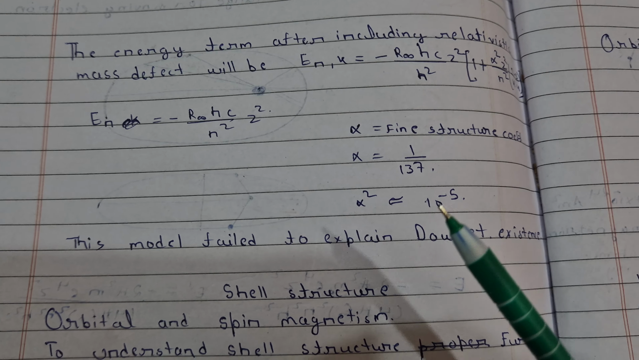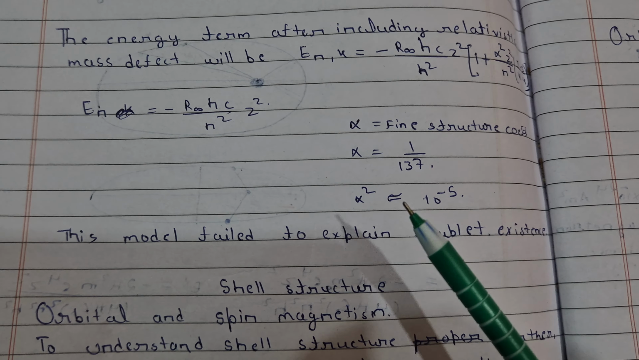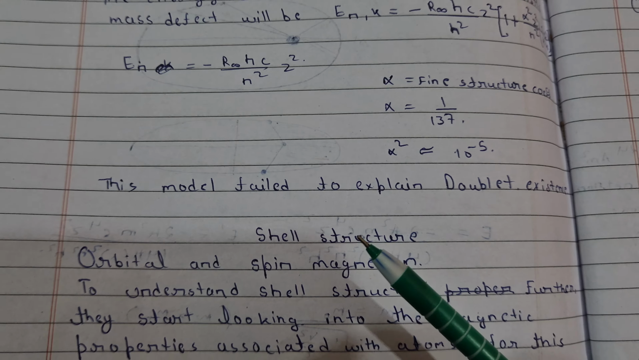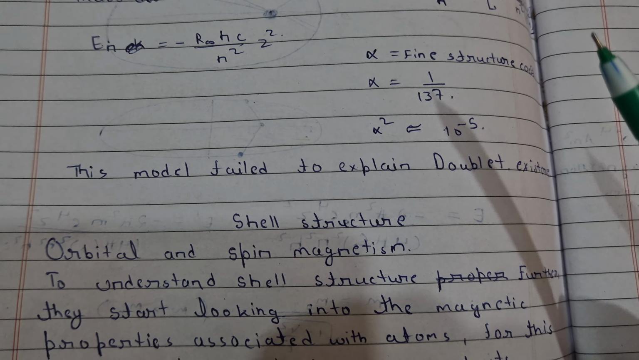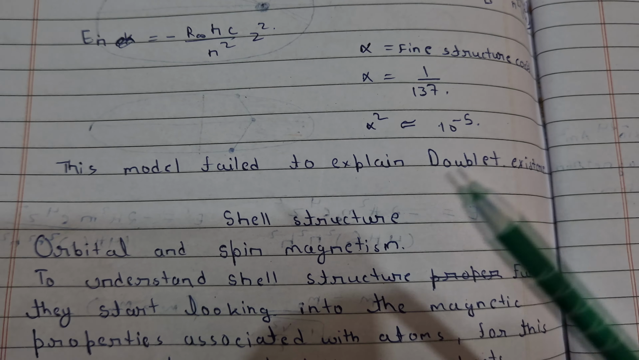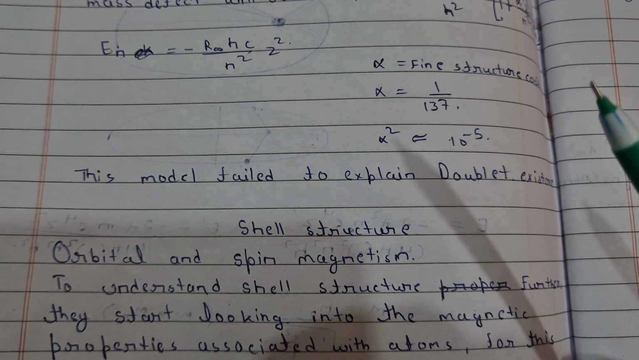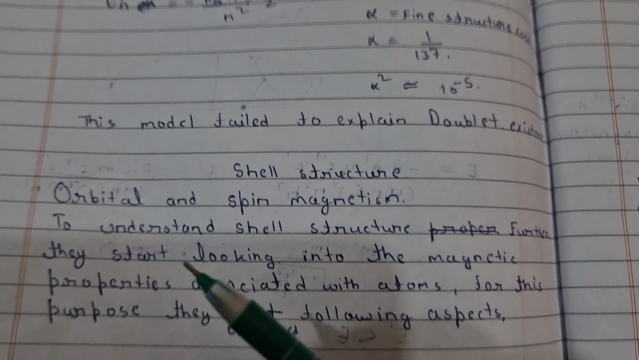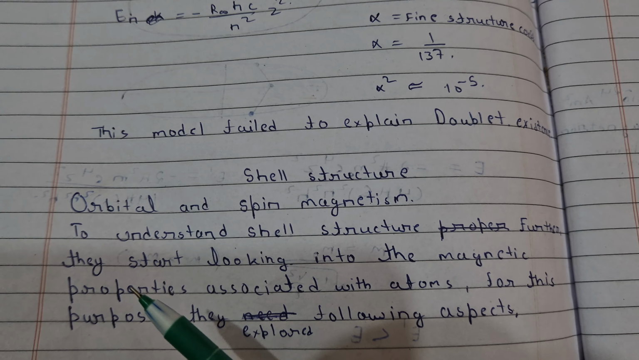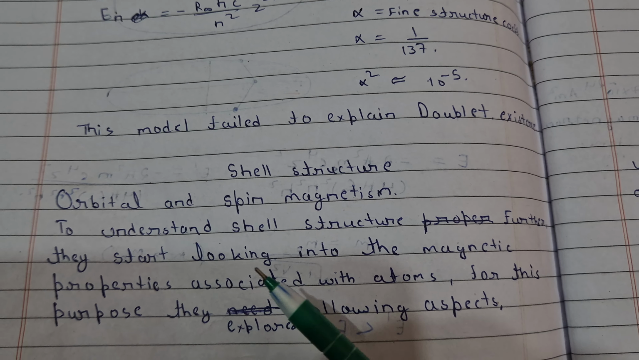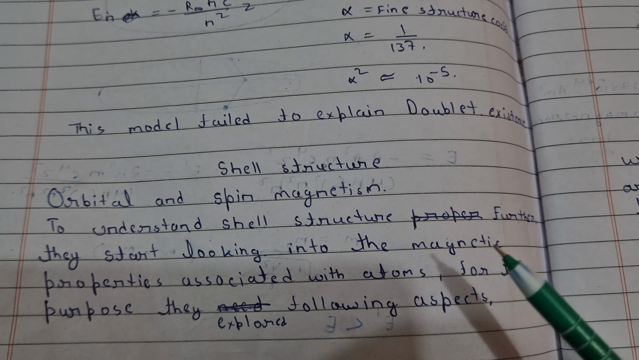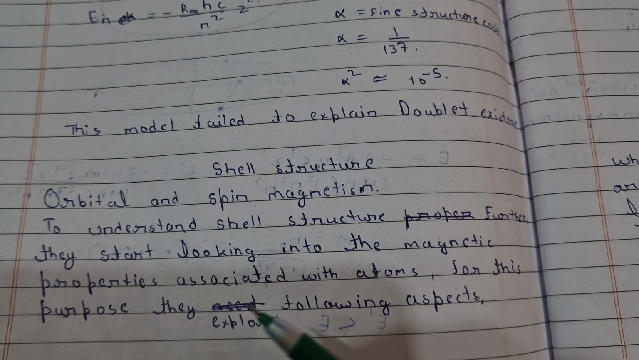So they started looking at things in a magnetic way: the shell structure, and how the electron is moving inside the atom, producing a current, and the current giving a magnetic moment. That's how they started thinking. Orbital and spin magnetism: to understand shell structure further, they started looking into the magnetic properties associated with atoms. For this purpose they explored the following aspects.